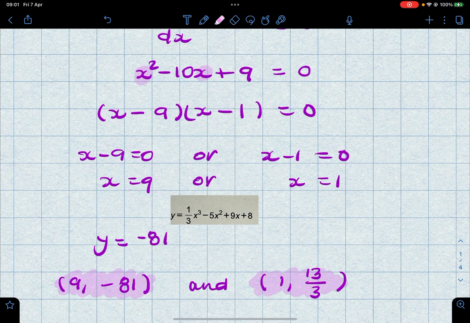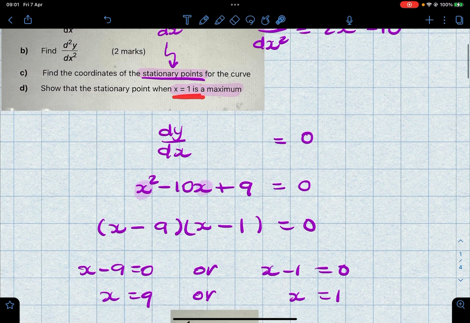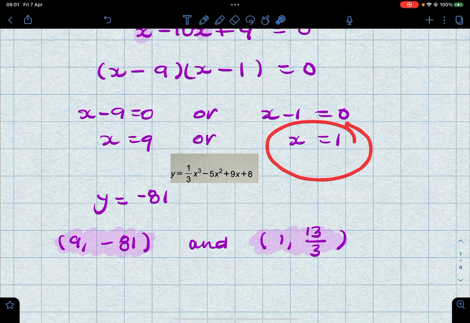Okay, one will be a maximum, one will be a minimum. So one will be a peak like that, and one will be a trough like that. The last question says, show that this one is a maximum. And that's really helpful because they're telling you one of the answers. So in case you didn't know, you know that now one of these is x equals 1. And we found that, so that's good news.